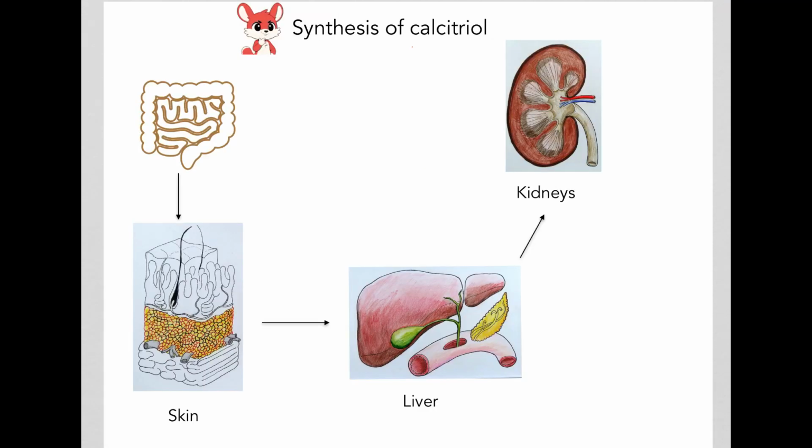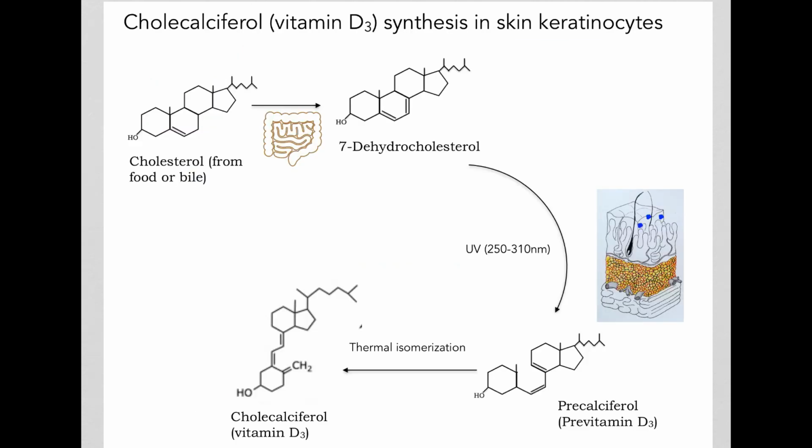Now, the synthesis of this active form of vitamin D called calcitriol involves several different organs, including the GI tract, skin, the liver, as well as the kidneys. Now, in the GI tract, cholesterol, which can come from food or bile, is converted into 7-dehydrocholesterol.